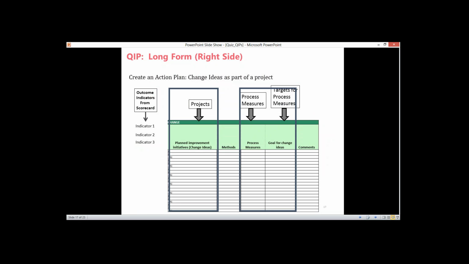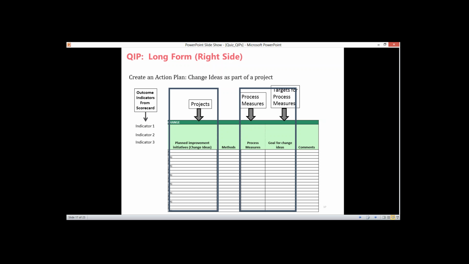So we're going to move now to the right side of the long form. And this incidentally wouldn't be divided into 2 parts in the Health Quality Ontario template, or if there's a version that you can download of an Excel spreadsheet from the website, it would all be together. Remember that to the left of this are outcome indicators. And then on this right side, we're looking at the action plan.